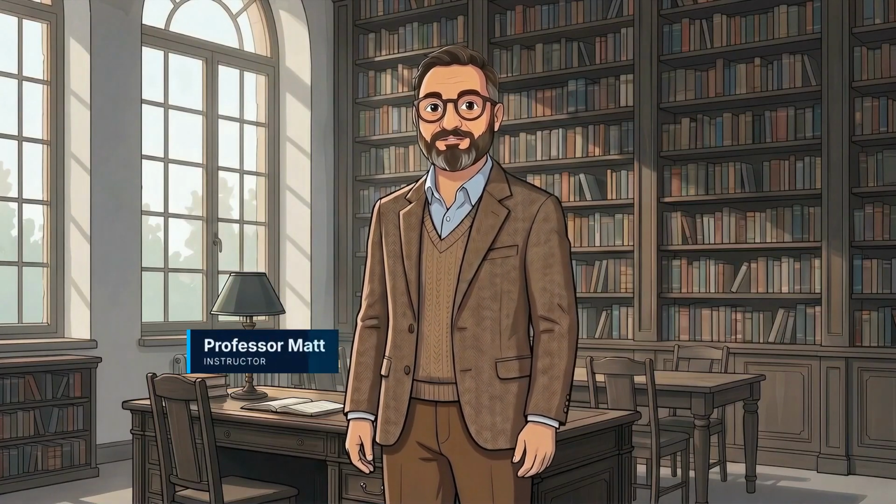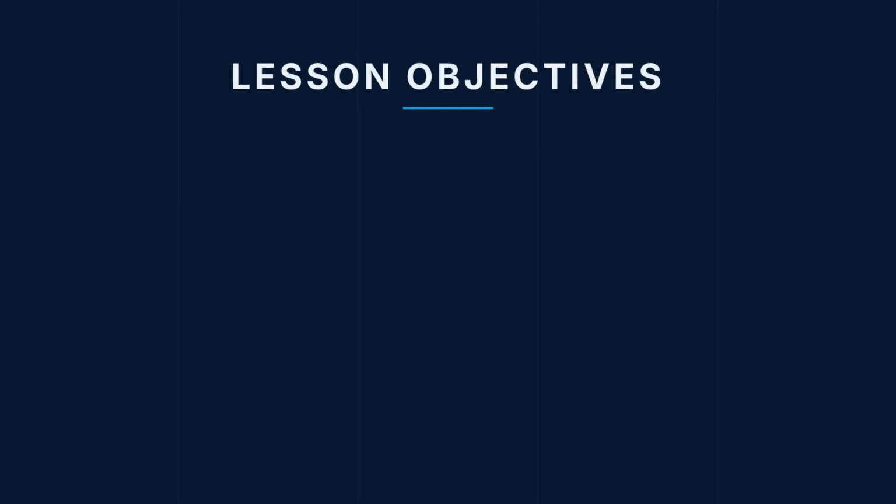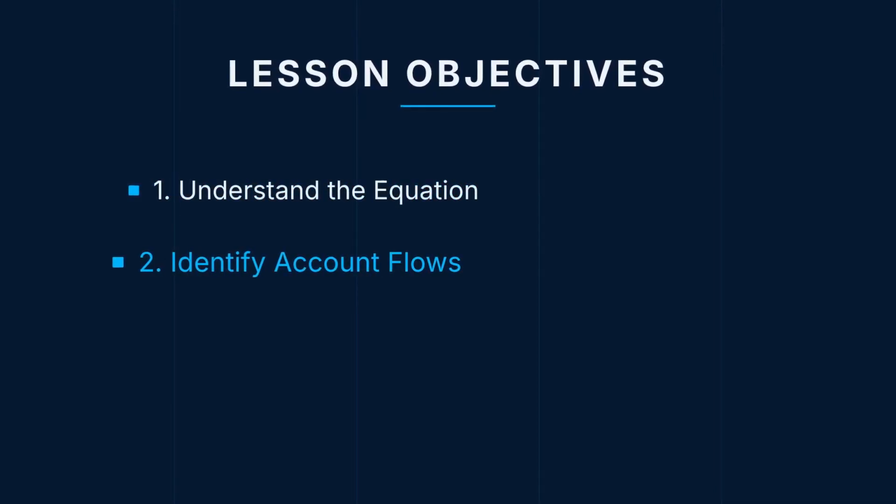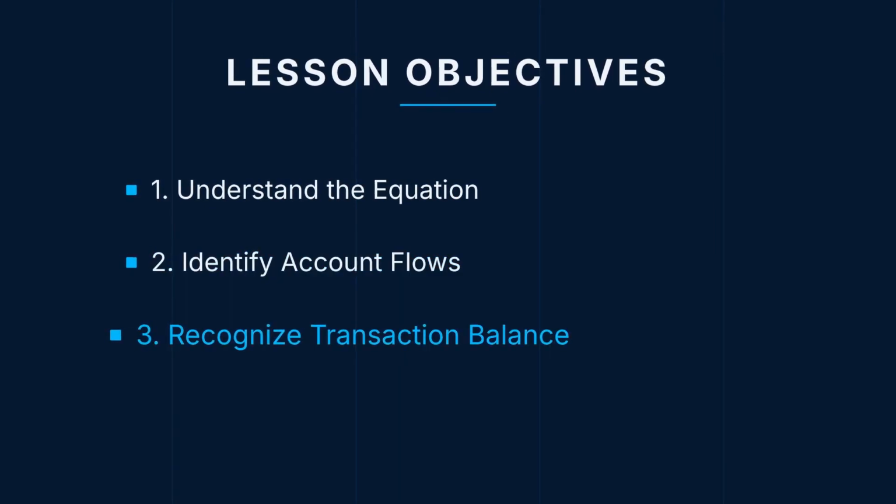The accounting equation is a central concept in financial accounting. It affects every transaction a company makes. In this lesson, we'll define the core equation, see how different account types flow together, and look at a practical example of how the equation stays in balance.